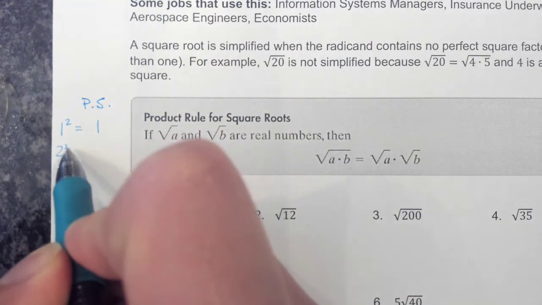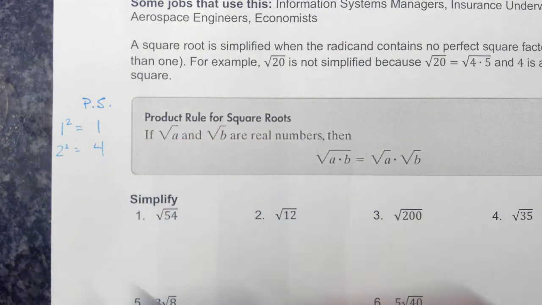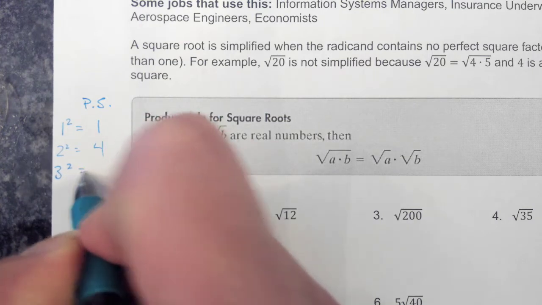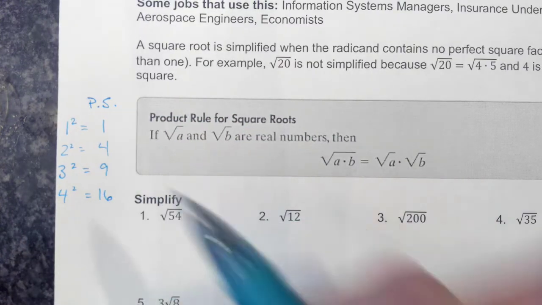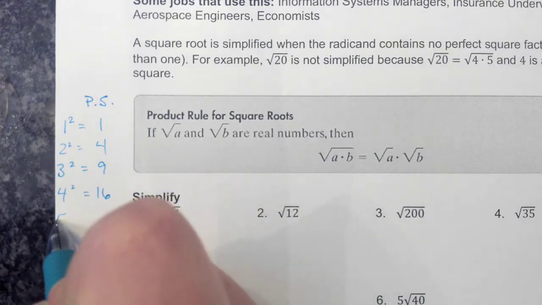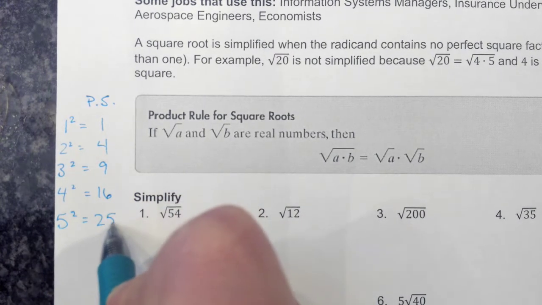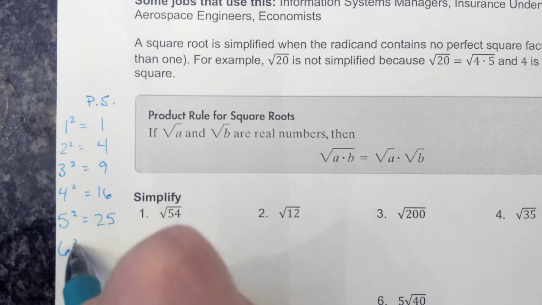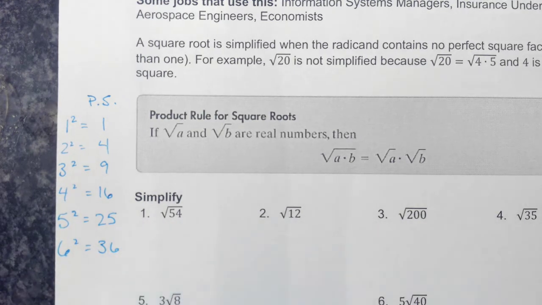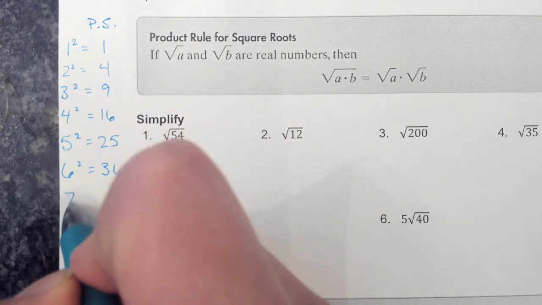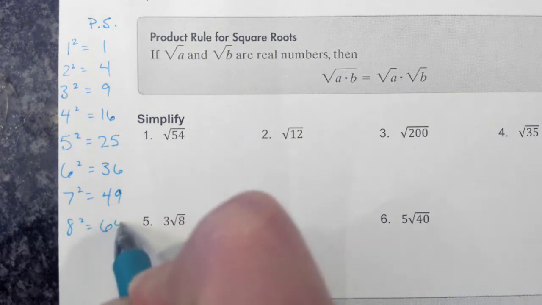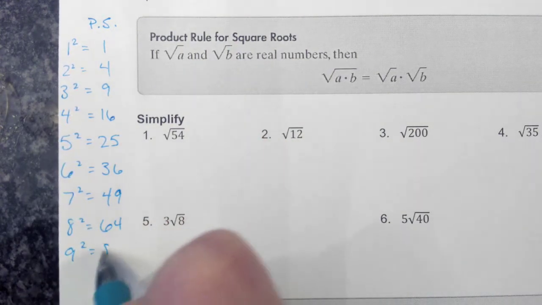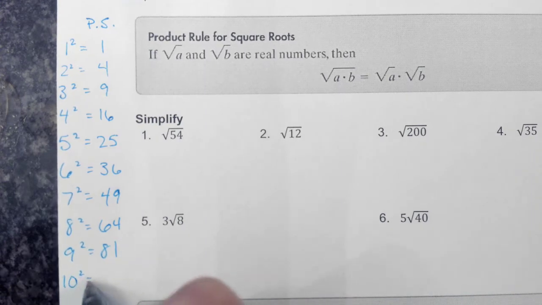2 squared is 4. So 4 is a perfect square. 3 squared is 9. 9 is a perfect square. 4 squared is 16. 16 is a perfect square. 5 squared is 25. 25 is a perfect square. 6 squared is 36. 36 is a perfect square. 7 squared is 49. 8 squared is 64. 9 squared is 81. 10 squared is 100.